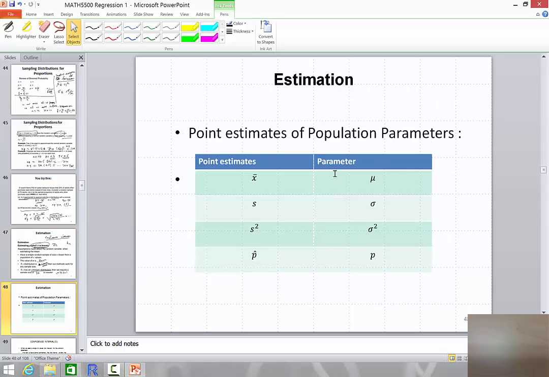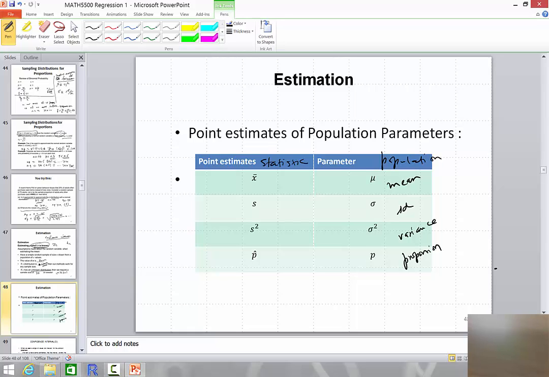Recall again, when I did in the beginning, maybe the first or second video lecture, I called this a statistic, and I call this the parameter. Anything you calculate from the population: this is for mean, this is for the standard deviation, this is for variance, and this is for proportion. All these, this column is for the population.